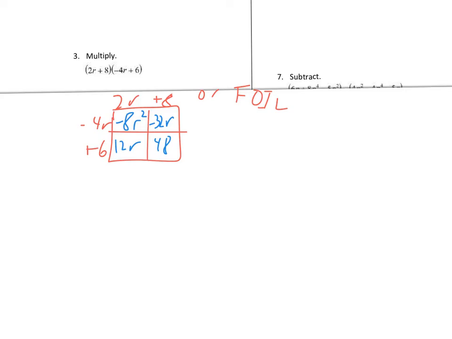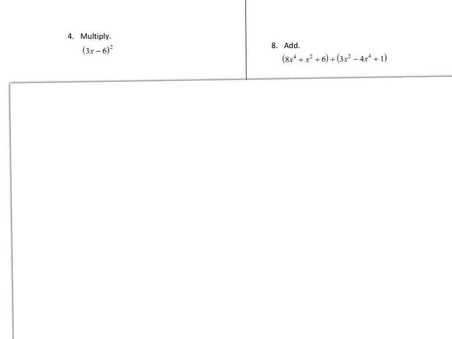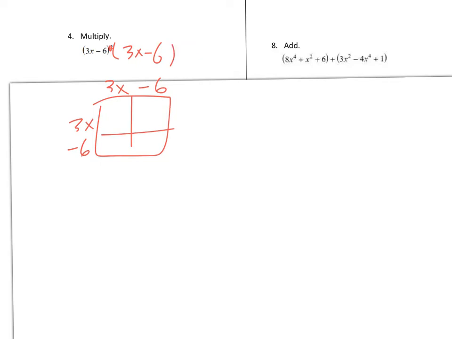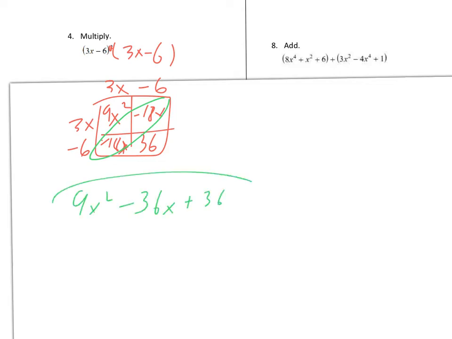Okay, so next up we'll just combine like terms here. So we get negative 8r squared, and then we'll combine those two to make negative 20r, and then the plus 48 has nothing to combine with. All right, next up we want to multiply this one. So I'm going to draw the box again. So you get 3x minus 6, and then 3x minus 6 again. So whenever it's squared, we always want to write that one twice instead of the squared. So same idea, you got 9x squared, negative 18x, and then positive 36. Then we'll just combine the like terms in the middle here. So we get 9x squared minus 36x plus 36.